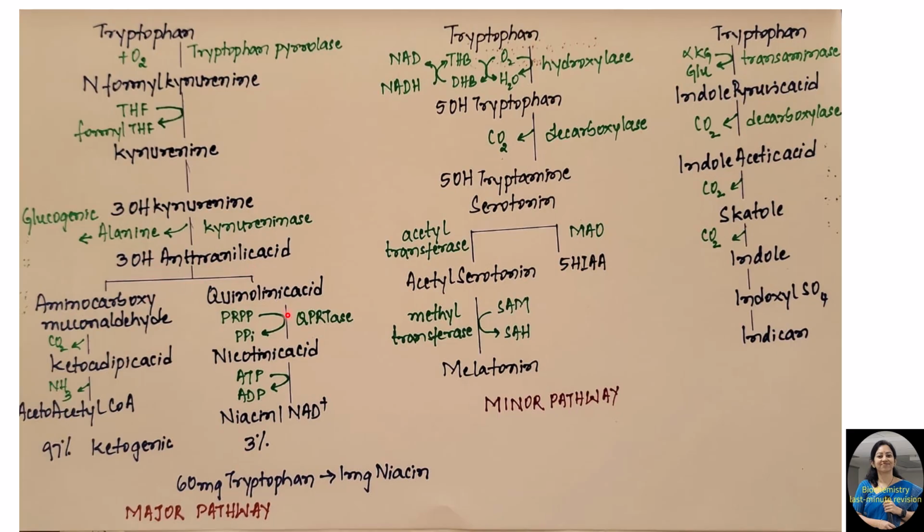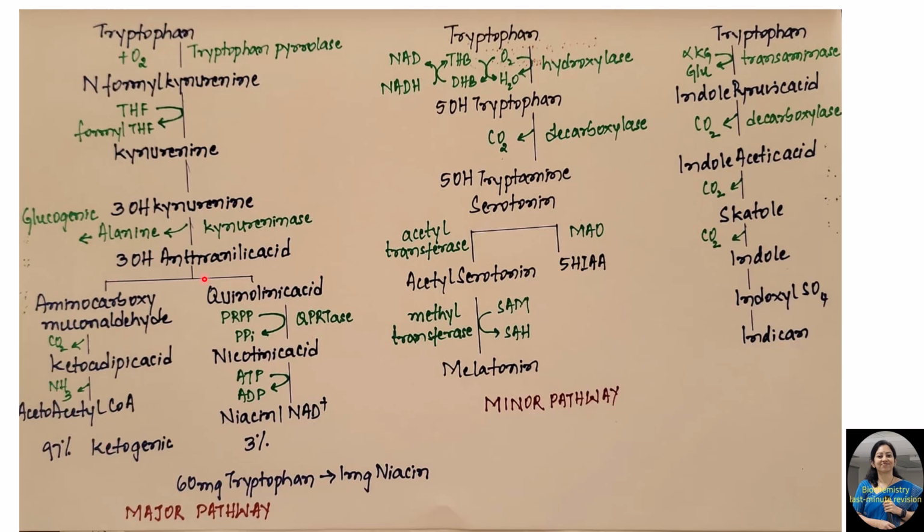Two pathways are there for this substrate. It gets converted to amino carboxymuconaldehyde, ketoadipic acid, and finally to acetyl CoA, and this is why tryptophan is ketogenic. Tryptophan also forms alanine. Alanine gets converted to pyruvate, and pyruvate forms glucose. So tryptophan is both glucogenic and ketogenic. This can be asked as a reasoning based question.